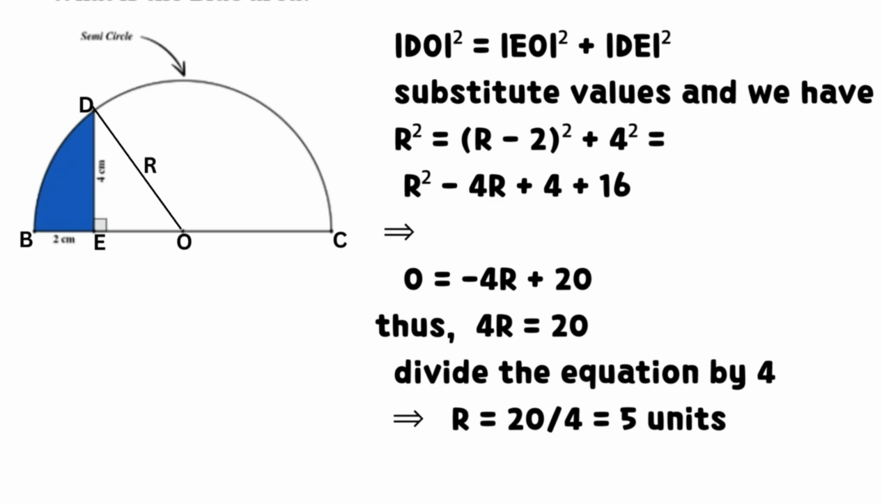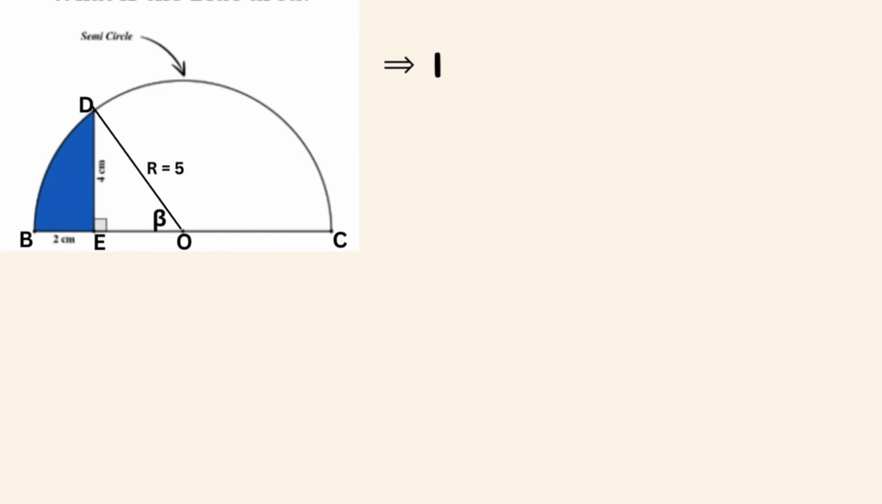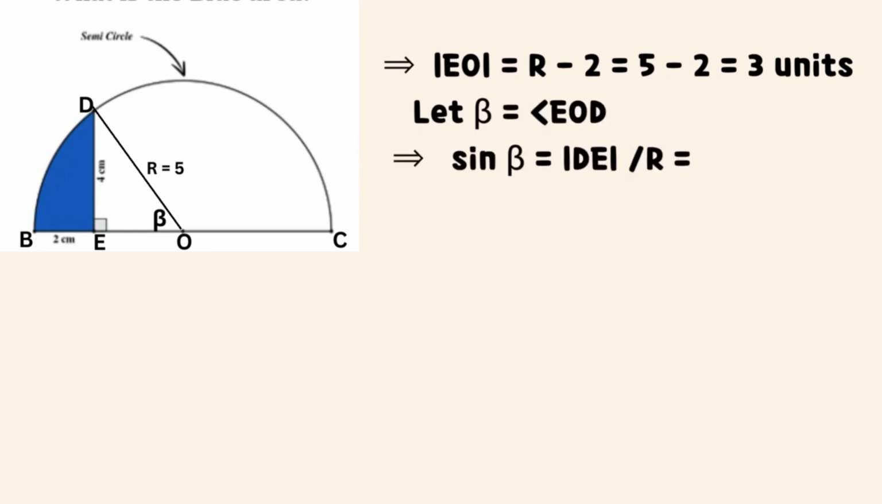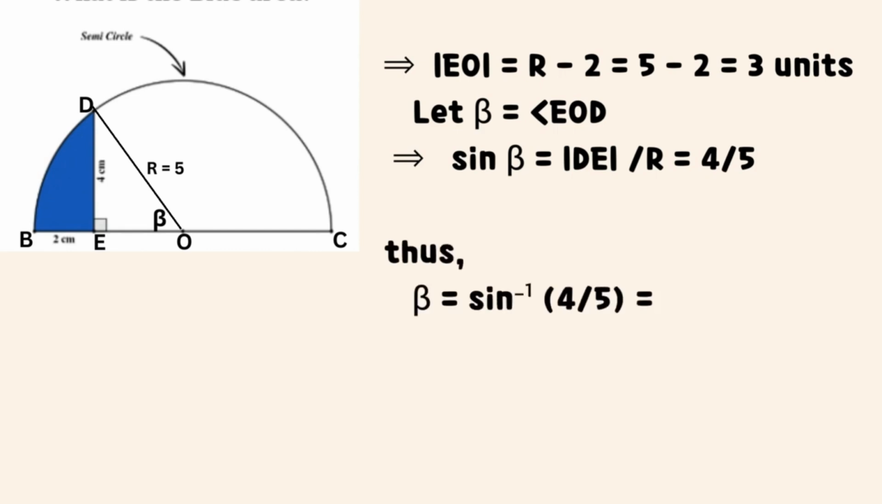Divide the equation by 4. We have that R equals 20 divided by 4, which equals 5 units. It signifies that line EO equals R minus 2, which equals 3 units after substitution of values. Let beta be equal to angle EOD.